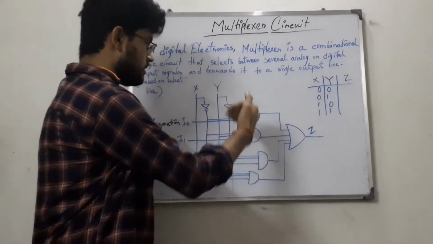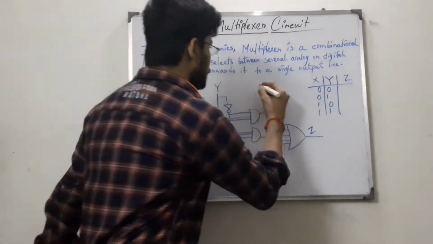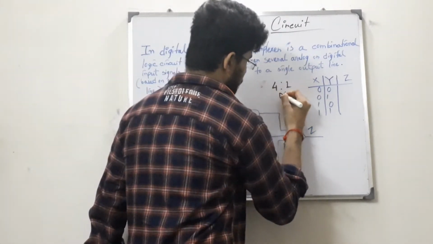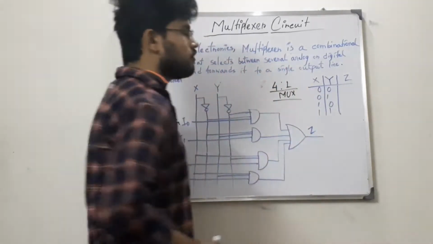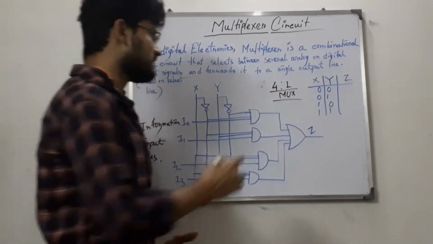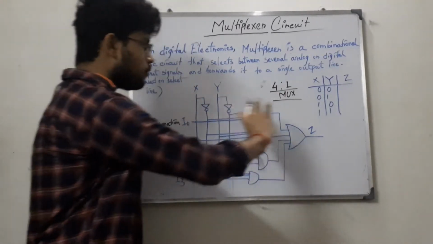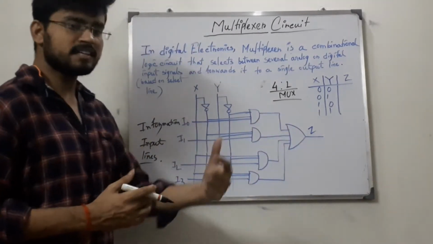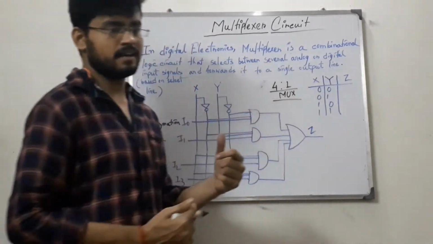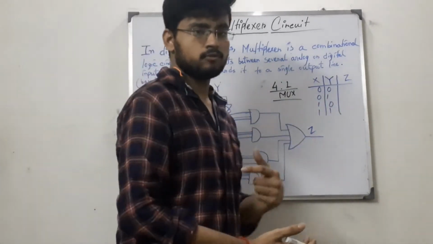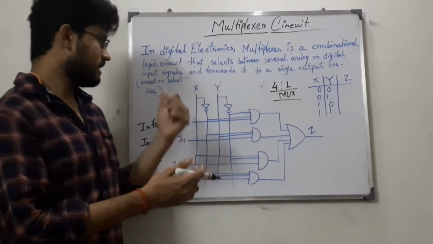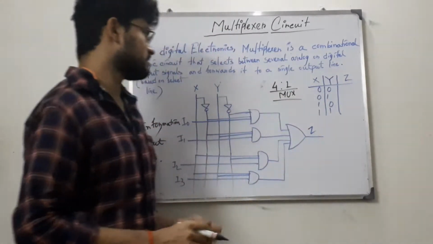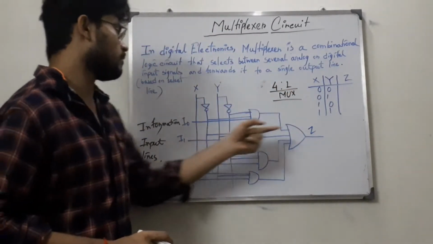As it is a 4 cross 1 mux, what does that mean? A 4 cross 1 mux means it has 4 information lines, I0, I1, I2, I3, and 1 output line. In multiplexer circuits, the output line is always equal to 1, so it gives only a single output. For a decoder, for n input signals we get 2 to the power n output signals. But for multiplexer circuits, for any number of input signals, we get only 1 output signal. So this is the 4 cross 1 mux, because it has 4 input lines and 1 output line.